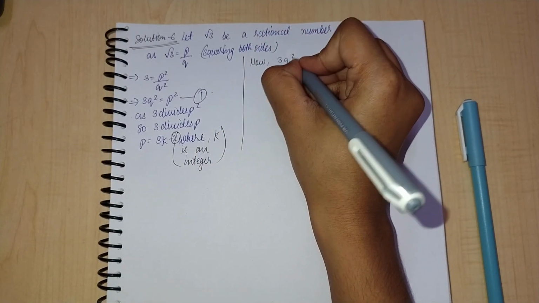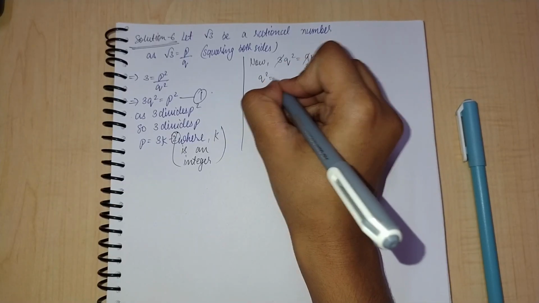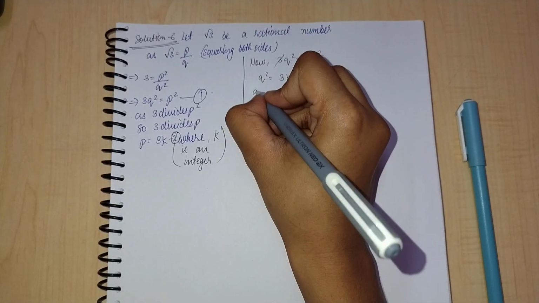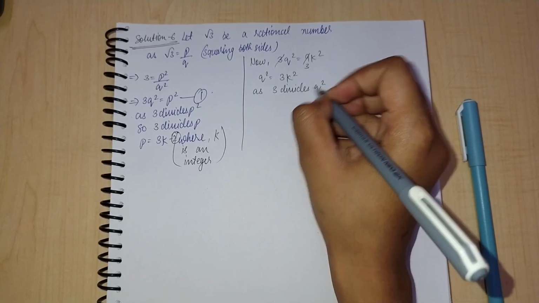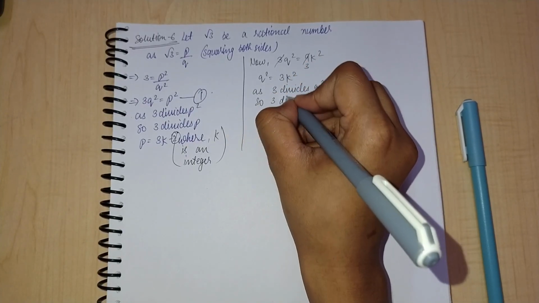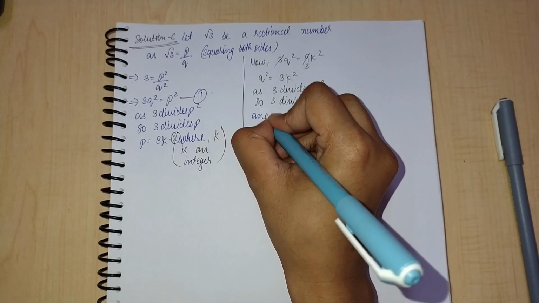Now 2 by 5 under root 3, let it also be a rational number. So putting 2 by 5 under root 3 equal to r, and sending 3 to the right hand side or left hand side, we have to put under root 3 on one side.